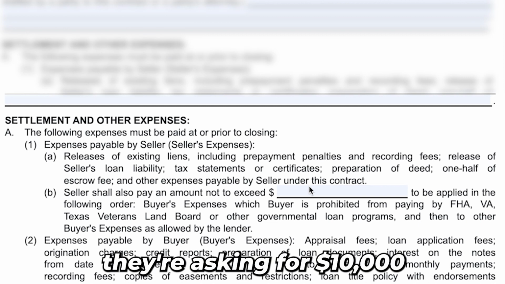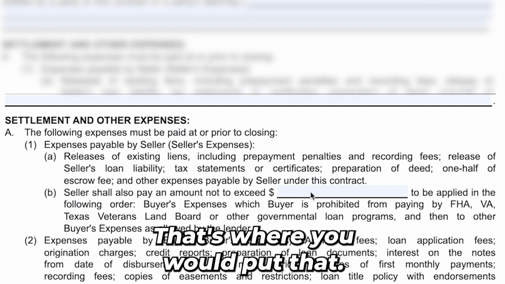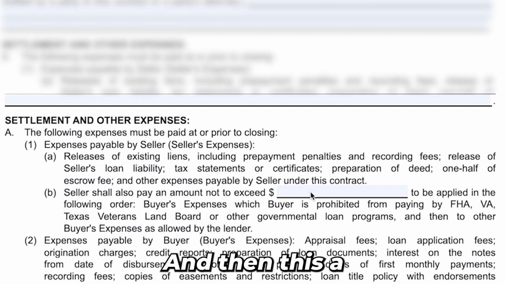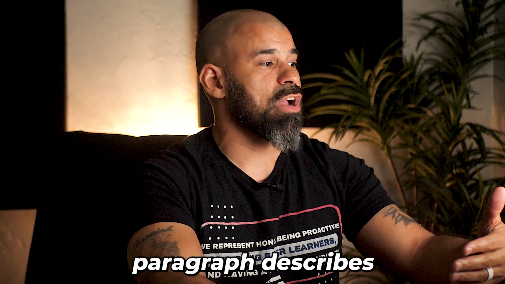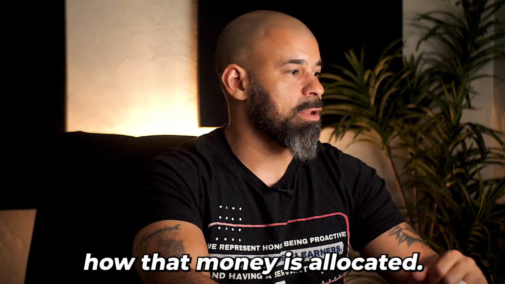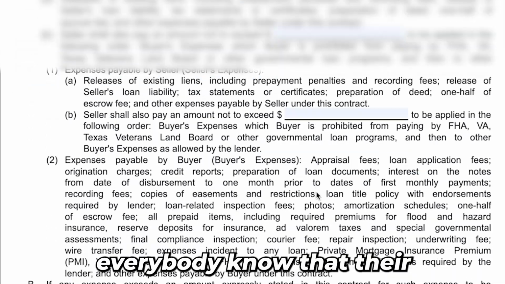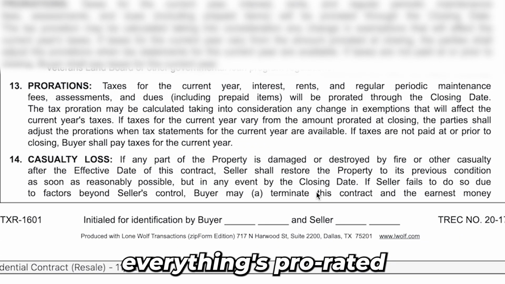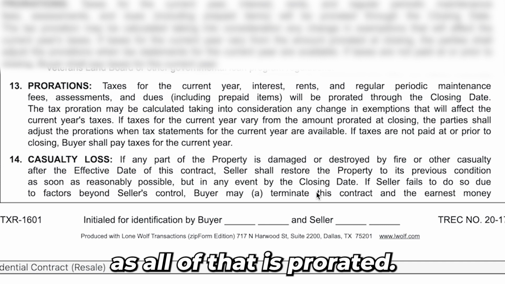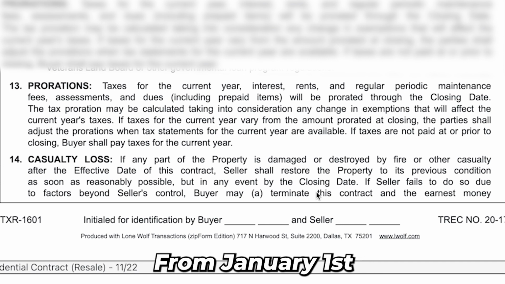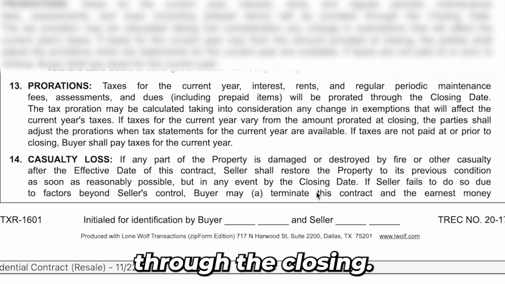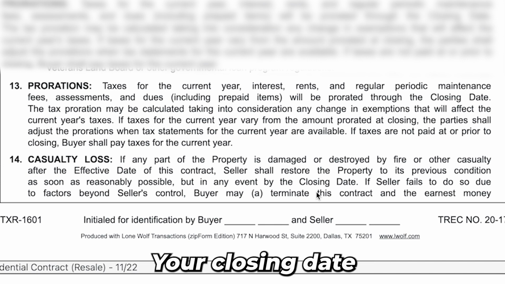So let's say they're asking for $10,000 in closing cost assistance. That's where you would put that. And then the rest of that paragraph describes how that money is allocated. Paragraph 13 lets everybody know that everything's prorated. HOA fees, taxes, all of that is prorated from January 1st through the closing, through your closing date.